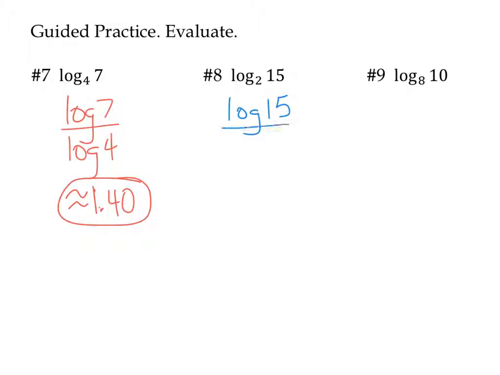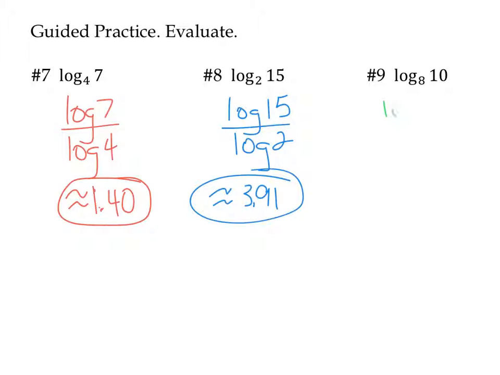And if you've tried this, then we would know this is log 15 over log 2. Again, the 15 is the log we put in the numerator. The base of the original logarithm is what goes in the denominator. And so if you put this in your calculator, log 15 divided by log 2, you should get about 3.91. And then in the last example here, we're going to have log 10 over log 8.